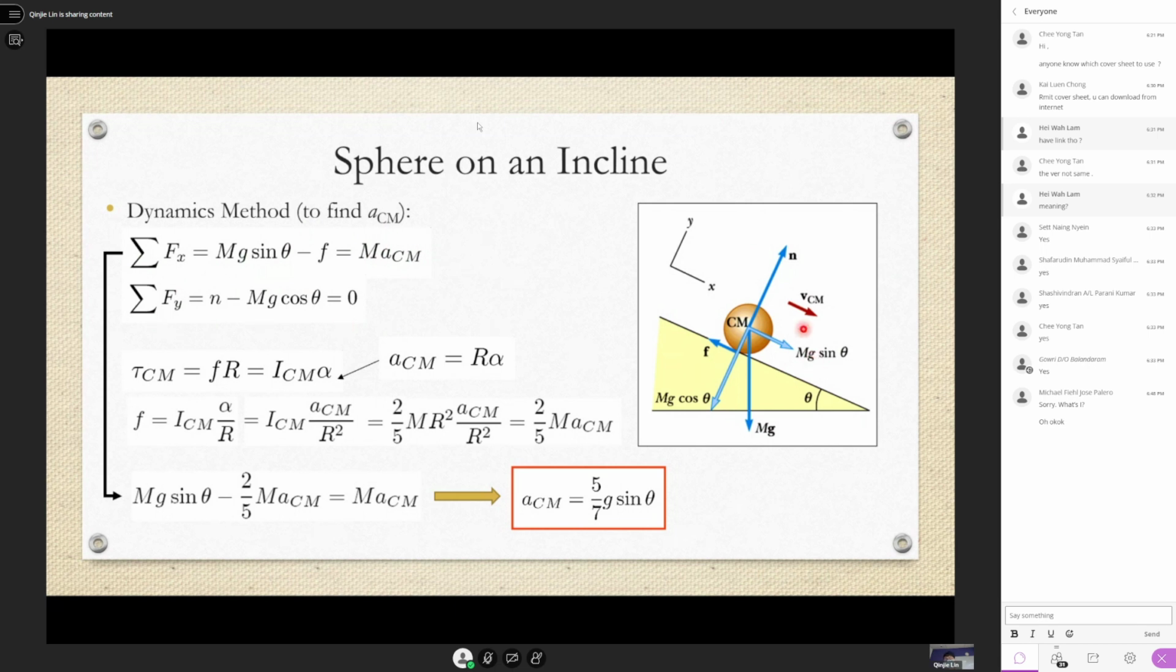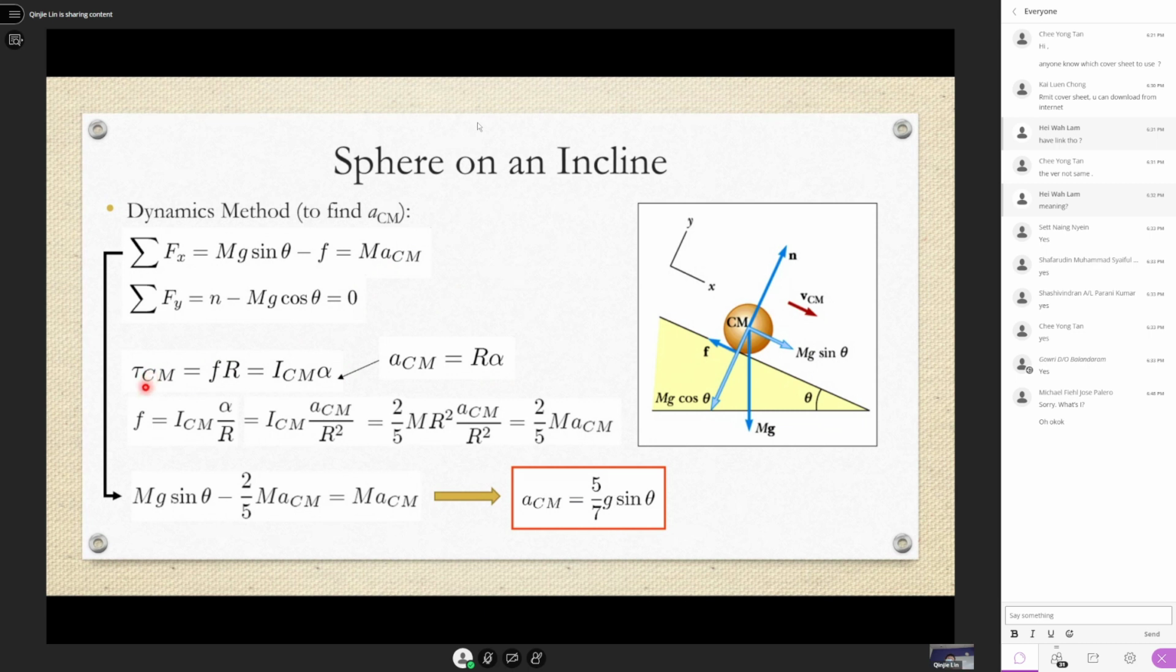The other one, in the other direction, you have n. You also have mg cosine theta, right? And then this thing is not moving in the y direction. That's why the right hand side equals 0. Okay, so we have these two equations ready.